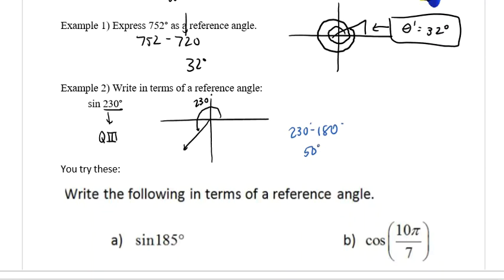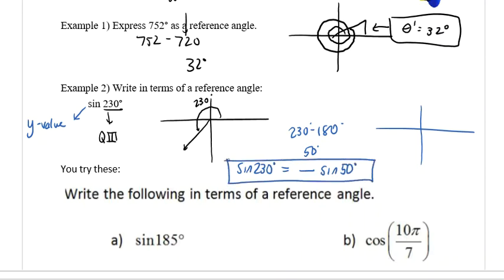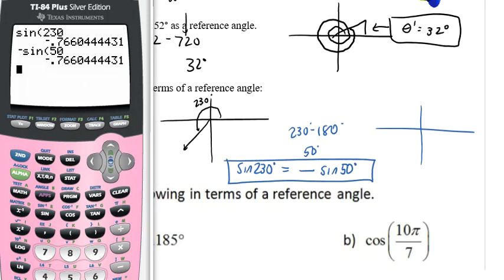Okay. Now the next thing I want to keep in mind is whether sine, and remember sine is the y value, in the third quadrant, will the y value be positive or negative? It would be negative. So this is saying sine of 230 degrees is the same as negative sine of 50 degrees. So you can see it right there on the calculator. Sine of 230 degrees is the same as negative sine of 50 degrees. They're both irrational numbers.